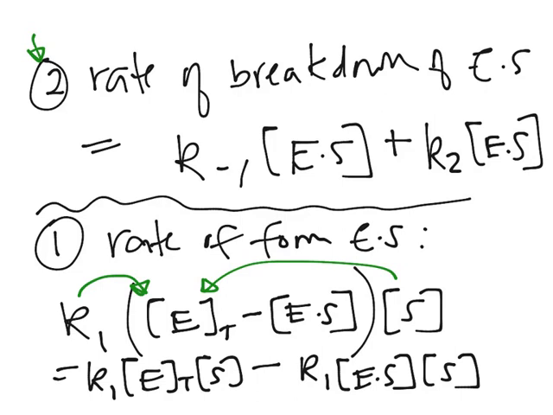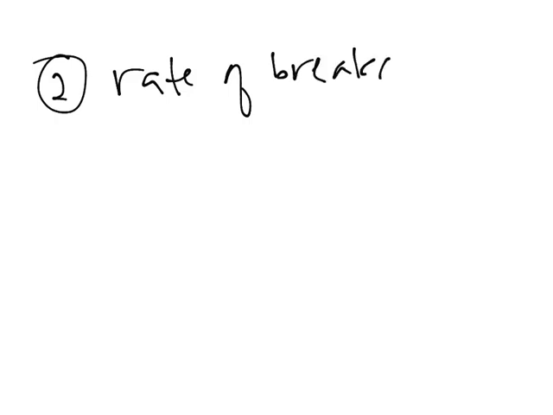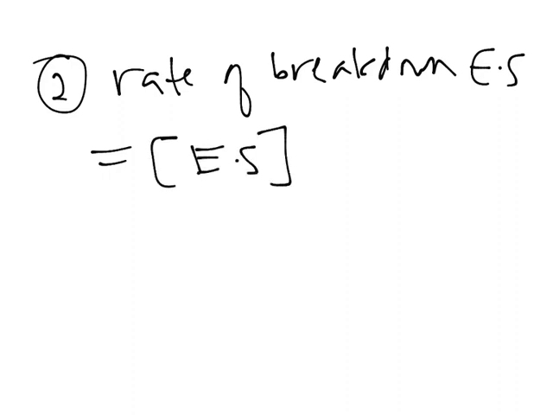So now let's go back and take this equation number 2 for the breakdown of the enzyme substrate complex, and let's factor out the concentration of ES, since it's in both terms. So do a little math to equation number 2, and we get the rate of breakdown of the enzyme substrate complex is equal to the concentration of the enzyme substrate complex times K minus 1 plus K2. So I just factored out that concentration of the enzyme substrate complex.